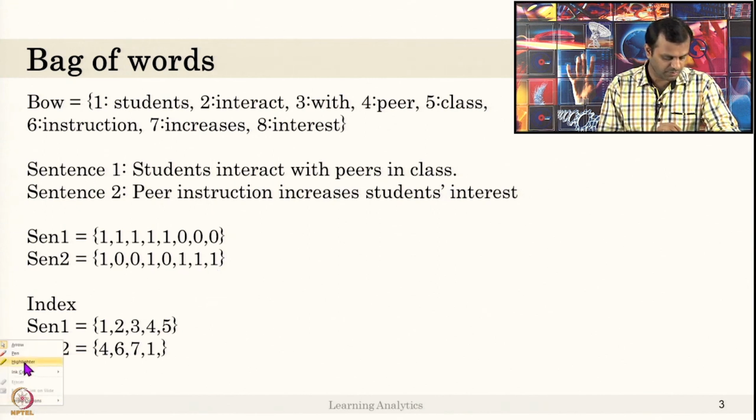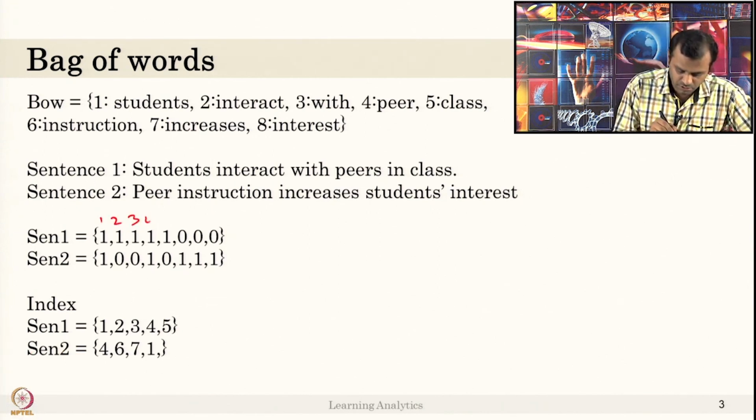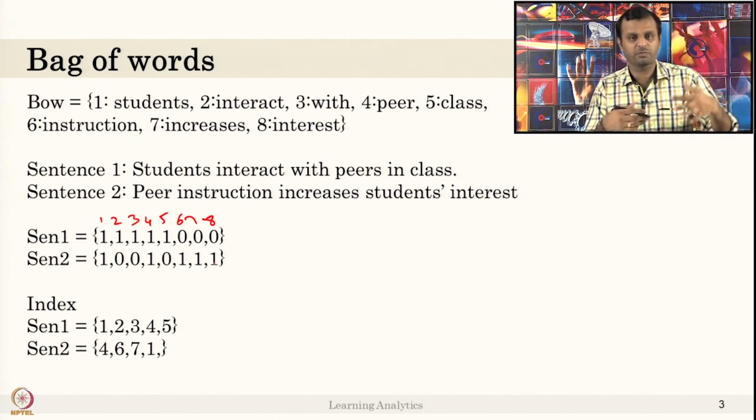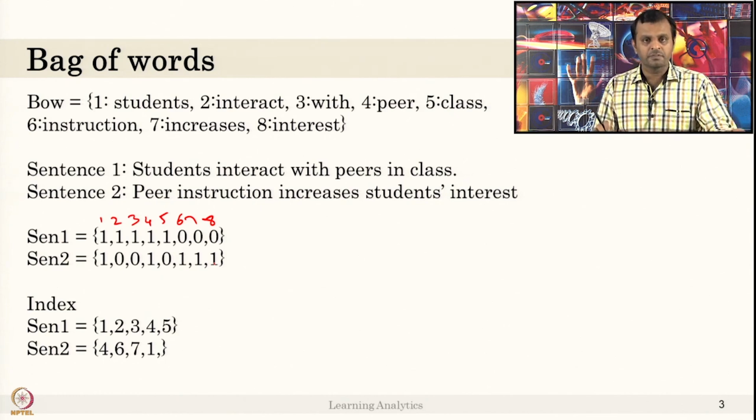So, it is simple, right. What I am trying to explain is very simple. So, I am just putting the order 1 2 3 4 5 6 7 8. Hope you understand what I am talking, right. So, it is basically sentence 1, sentence 2, and which words are occurring in the sentence.